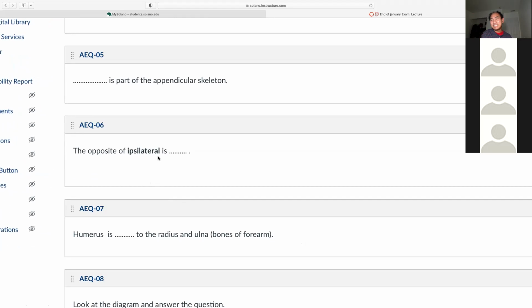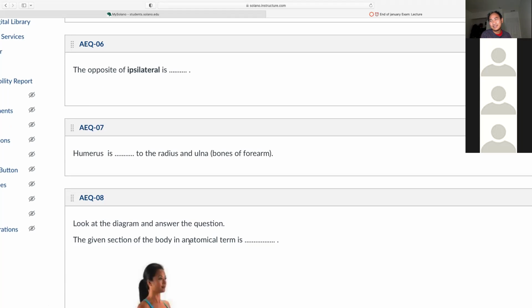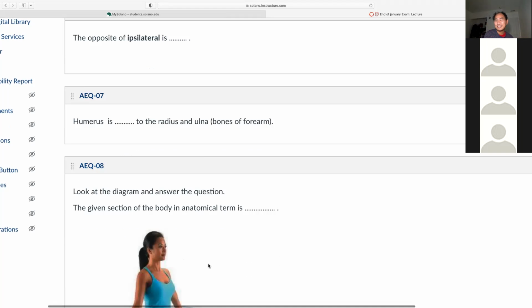Opposite of ipsilateral. Contralateral. Humerus is blank to the radius and ulna. Superior? And superior means above, or closer to the head. We use the term proximal, isn't it? Proximal, okay. Proximal and distal.